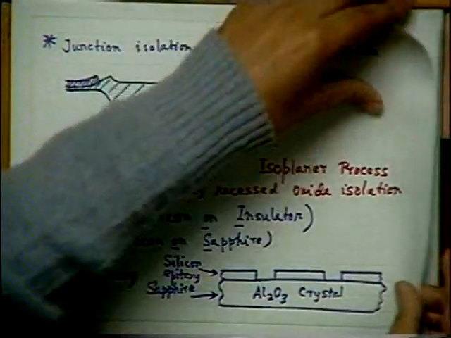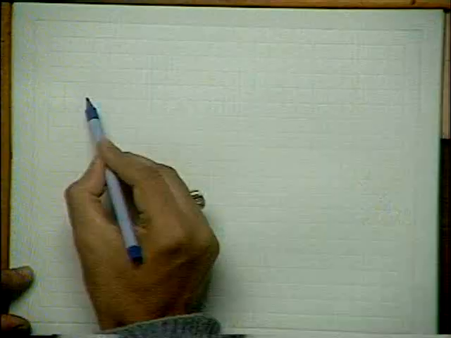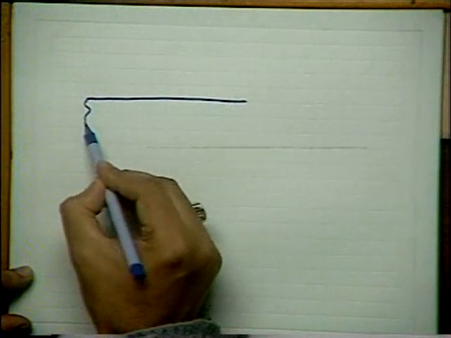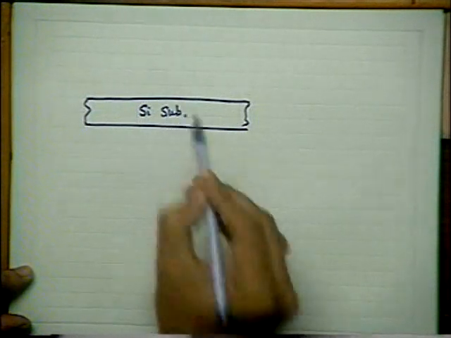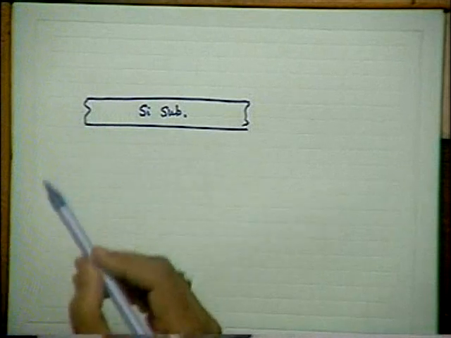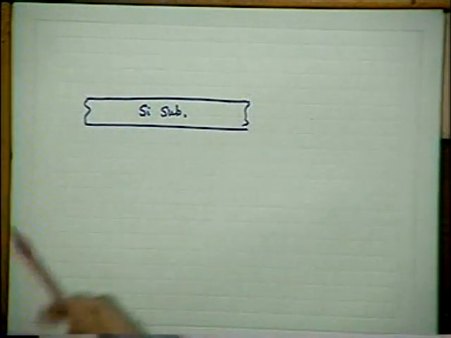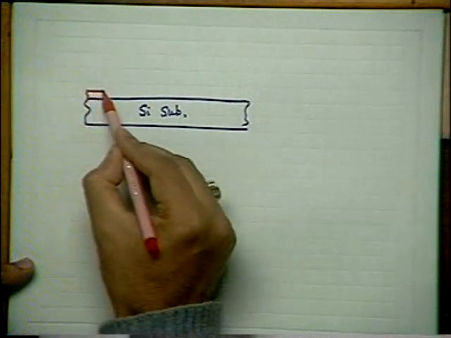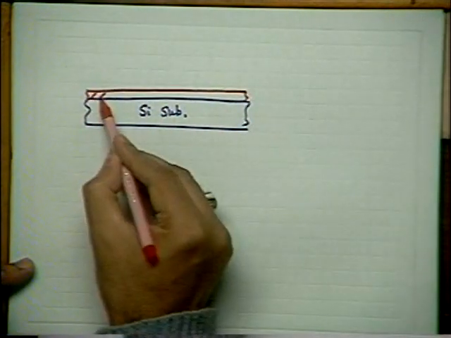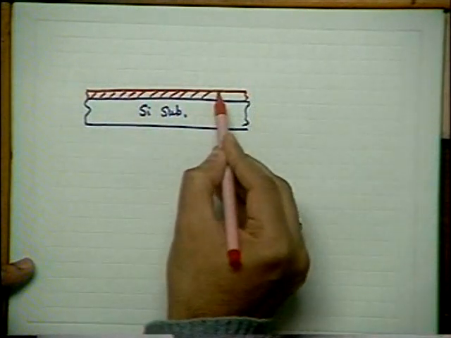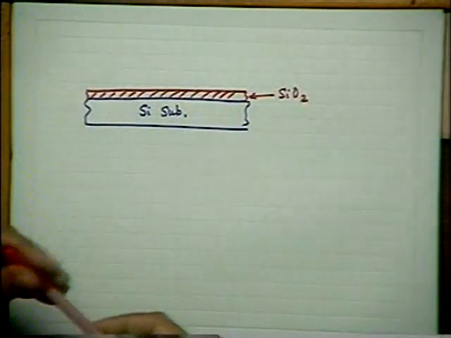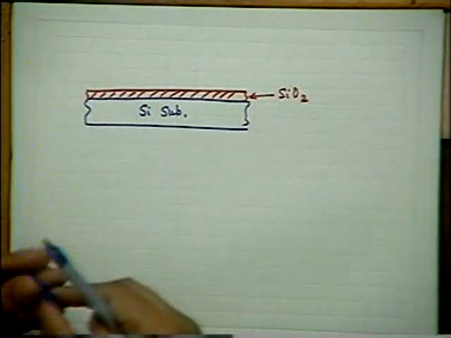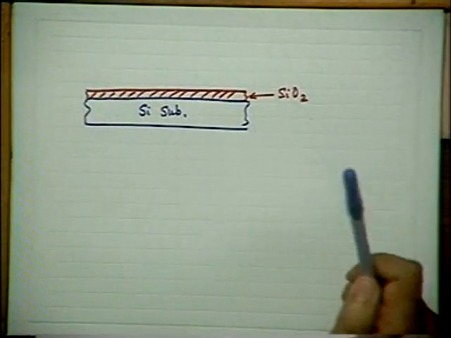You can do something else. What you can do is as follows. You take a silicon substrate, on which you grow an oxide, silicon dioxide, by the process of simple thermal oxidation. Okay? Then on the top of this, you again grow a silicon film called polycrystalline silicon layer.